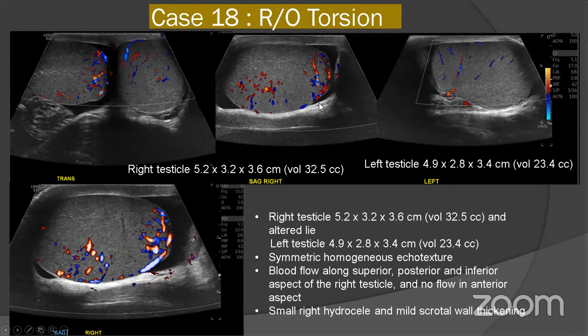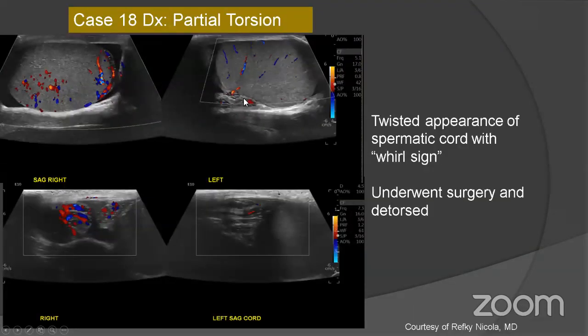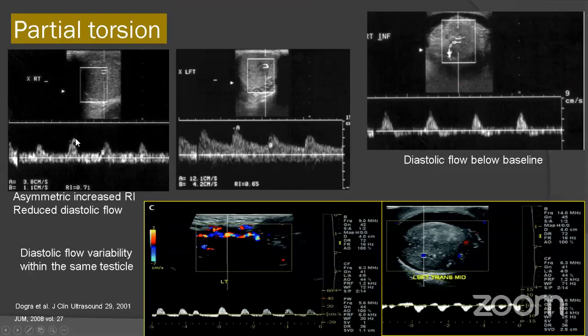But the key here is that when you look at the spermatic cord, it demonstrates a twist, a whirl sign. And that means that this testicle is still torsed. It's partially torsed, and that's why you still have flow. So this patient underwent surgery and was successfully detorsed on the right side. So just keep the entity of partial torsion in mind.